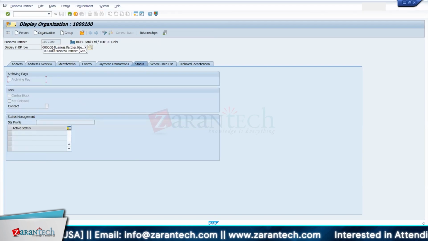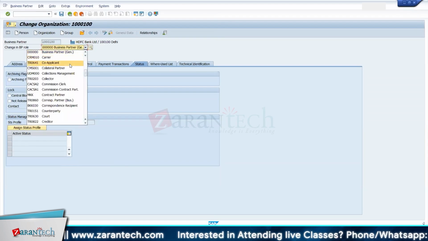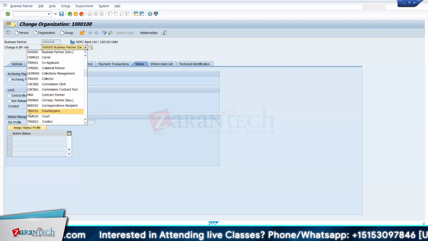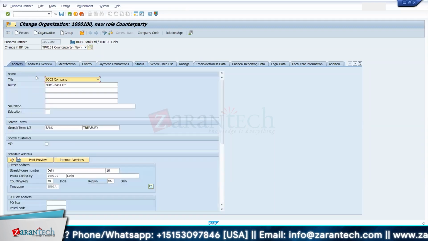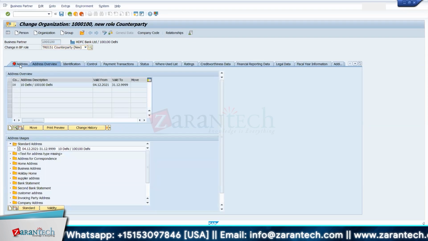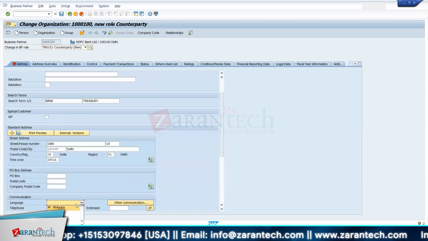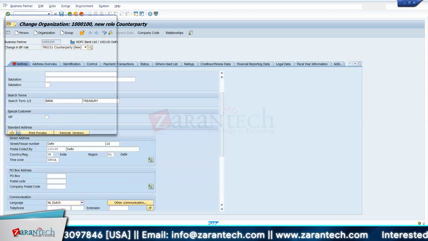Then what you have to do is extend the role. Extending the role means that to do a treasury transaction, I need to extend the role of counterparty. Okay. So here you will see TR0151. This is the role I need to extend here. Then only I will be able to use this business partner for my treasury transaction. So I'll say counterparty. Now in the counterparty, here in the address, I need to maintain the language.